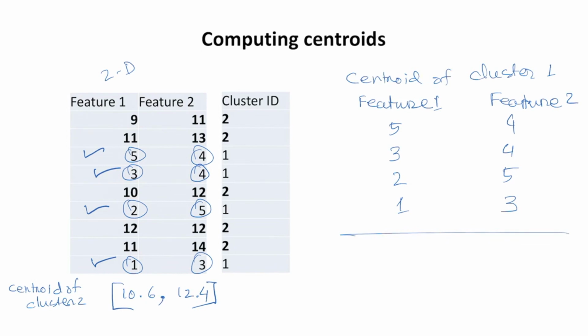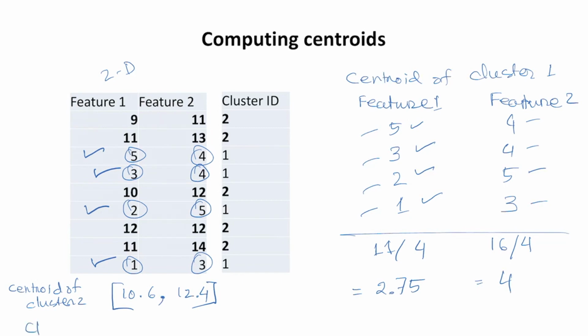Then we'll compute the average. 5 plus 3 is 8, 8 plus 2 is 10, 10 plus 1 is 11. Therefore, the average will be 11 divided by 4 because there are 4 rows. 11 divided by 4 is 2.75. 4 plus 4 is 8, 8 plus 5 is 13, 13 plus 3 is 16. Therefore, the average is 16 divided by 4. We divide 16 by 4 because there are 4 numbers in feature 2. In cluster 1, the average becomes 4.